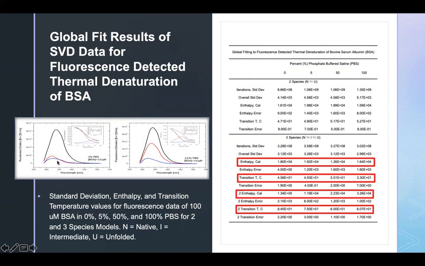We also notice that there is a more pronounced red hump right here in our 100% PBS versus our 0% PBS, aka just pure water. This seems to suggest that there is a more pronounced 3 state under PBS blood conditions.